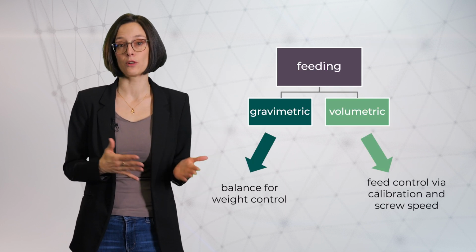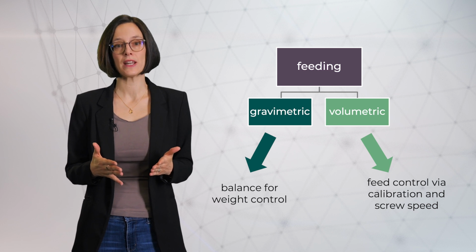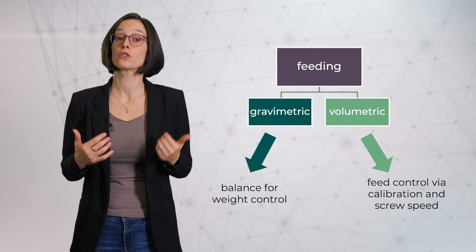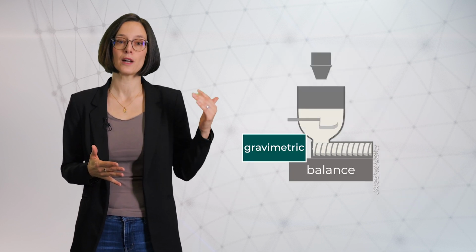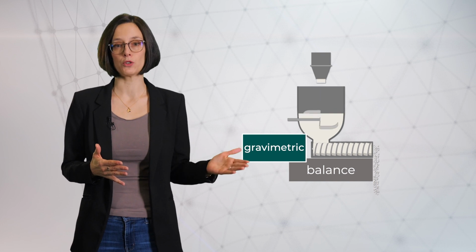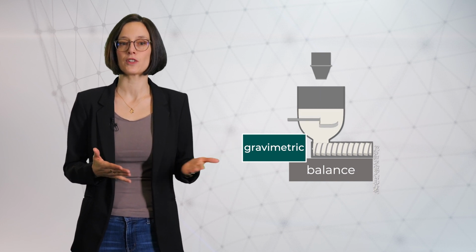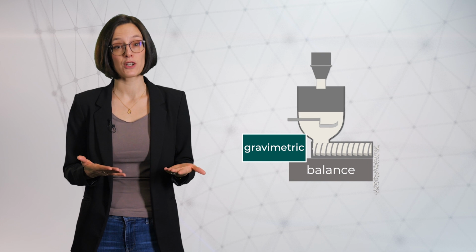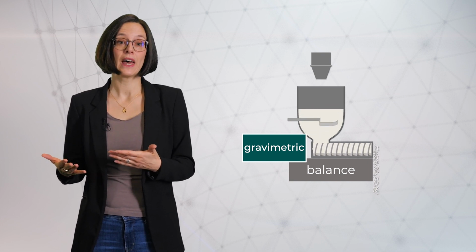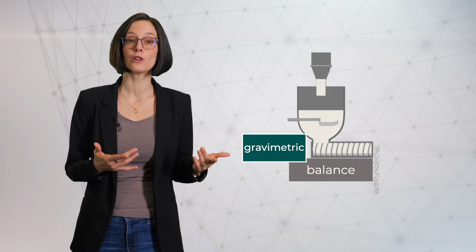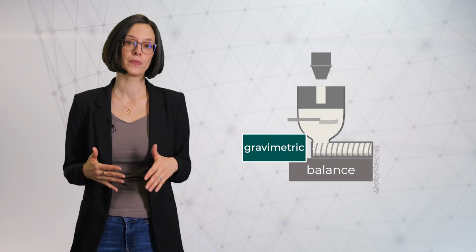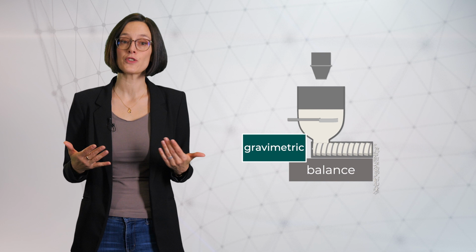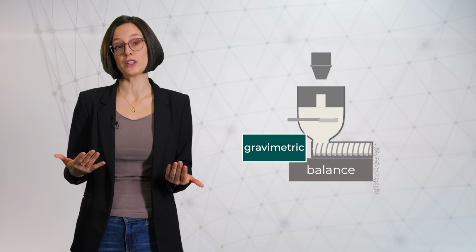In gravimetric operation, the feeder mass flow rate is controlled via a feedback control loop based on the weight loss of the system. Here you see the setup for the gravimetric feeding mode. The feeder is placed on a balance. The balance measures the weight loss over time, and this signal allows the controller to adjust the screw speed to reach the desired reference mass flow. These types of feeders are called loss-in-weight feeders.